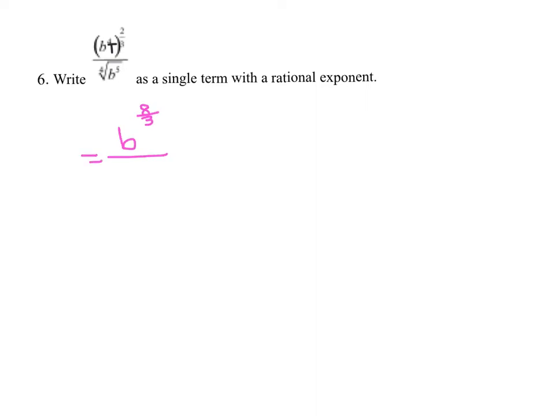Okay, in the denominator, I'm going to use my power over root rule. So since the power is 5 and the root is 4, I could rewrite this as b to the 5/4 power.